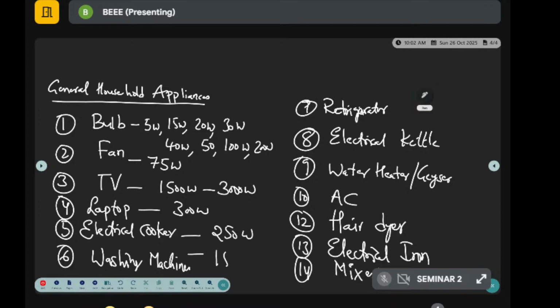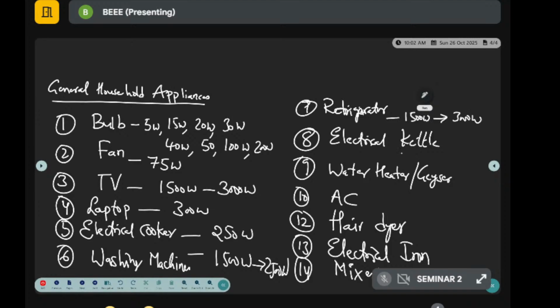Washing machine is maybe 1500, depending upon the number of kilograms. Generally we buy the washing machine by capacity: 5 kg, 10 kg, 15 kg. So it ranges from 1500 to maybe a maximum of 2500 watt. Then refrigerator also depends on the number of liters, ranging from 1500 watt to 3000 watt.